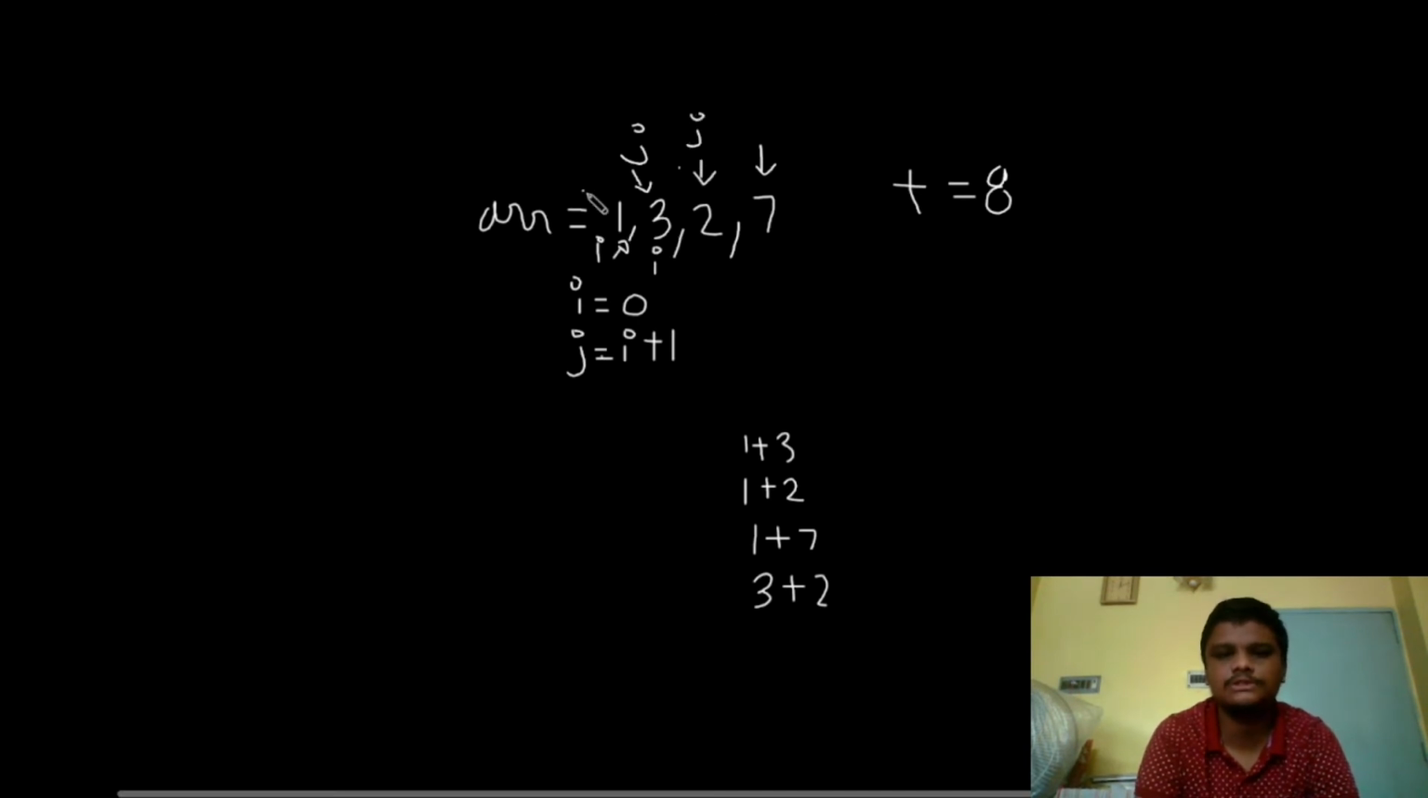In order to do this task, we require two loops, one starting from 0 and another starting from i plus 1. So the time complexity of this algorithm is big O of n square, since we have two loops and are traversing through the array twice. The space complexity is big O of 1 because we are not using any extra space over here.